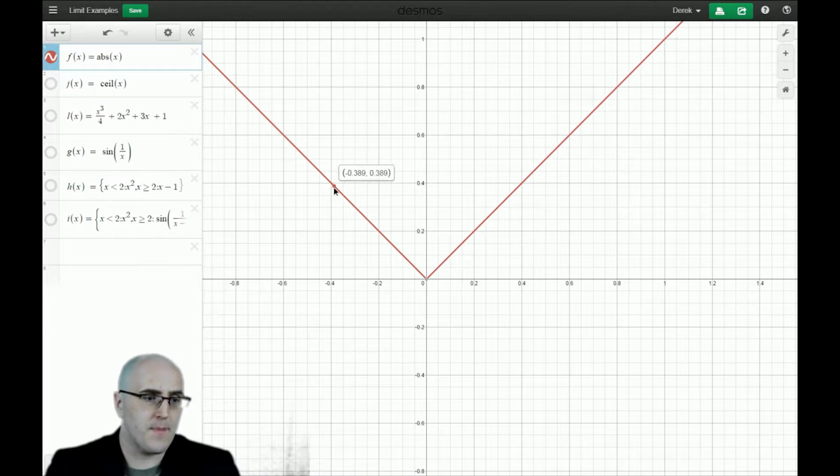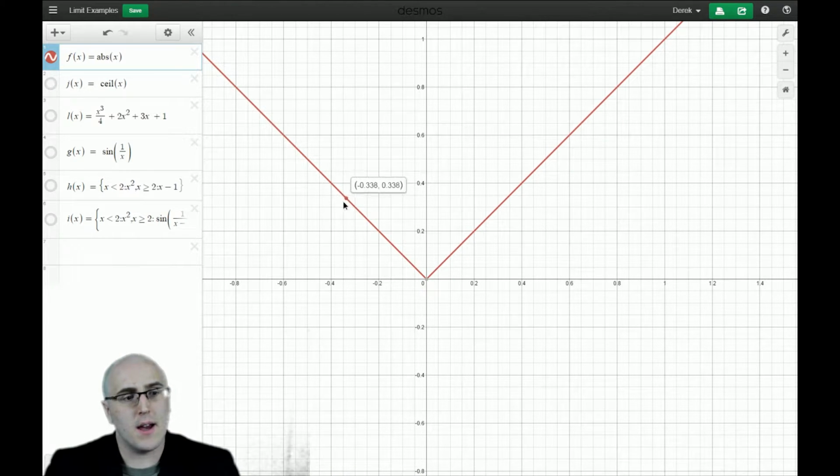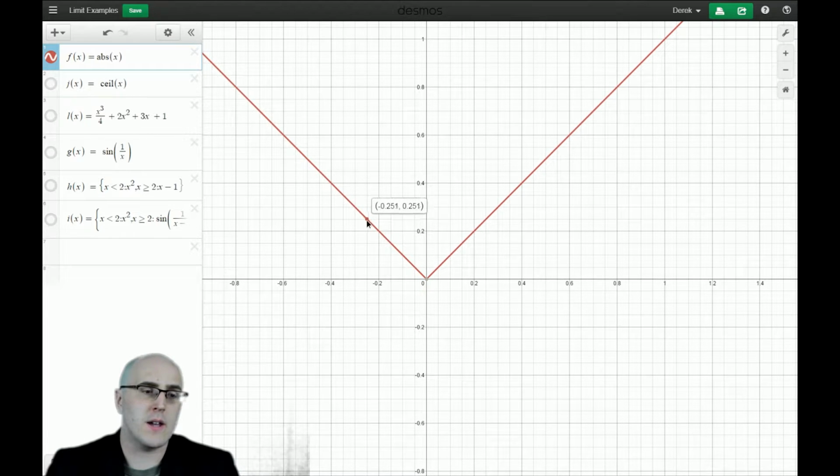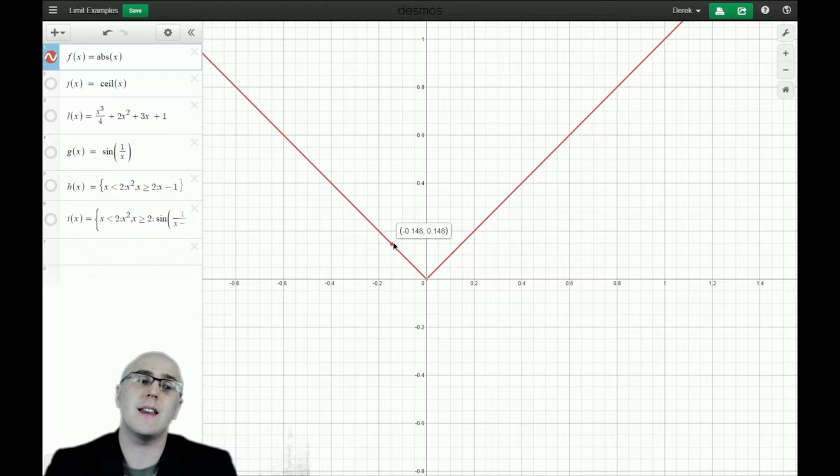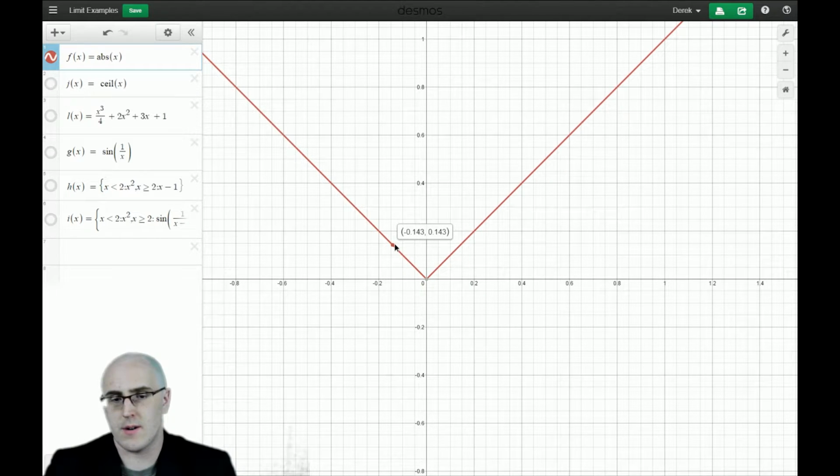Likewise, on this side, we can do the same thing. We can get closer and closer to x equals 0, and as we do, our function value gets closer and closer to 0. And for any x value we can pick an x value that's closer to 0 than that, and get a function value that is also closer to 0.